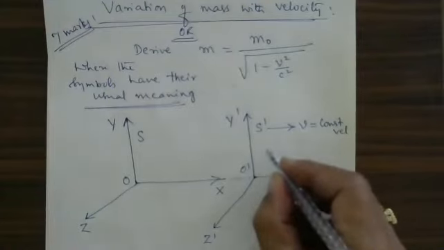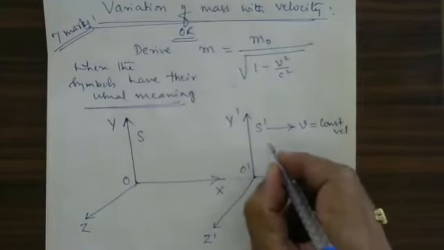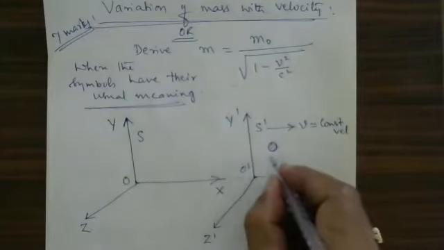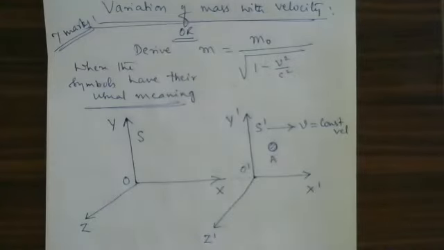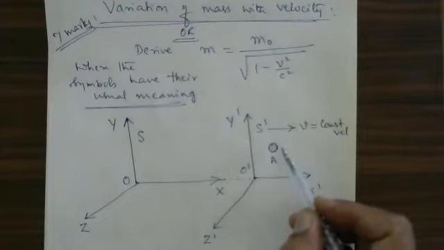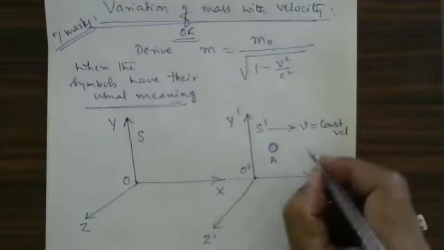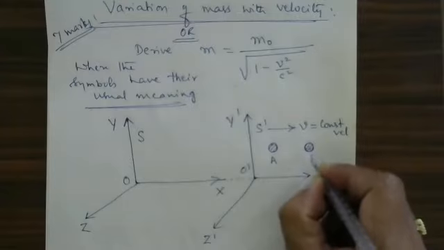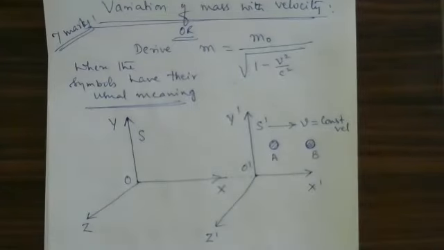In the S dash frame, I will consider a body. That body I will name A. A is a perfectly elastic body. Let us consider two exactly similar elastic balls. I will consider one more similar ball, B. A is one ball, B is another ball.